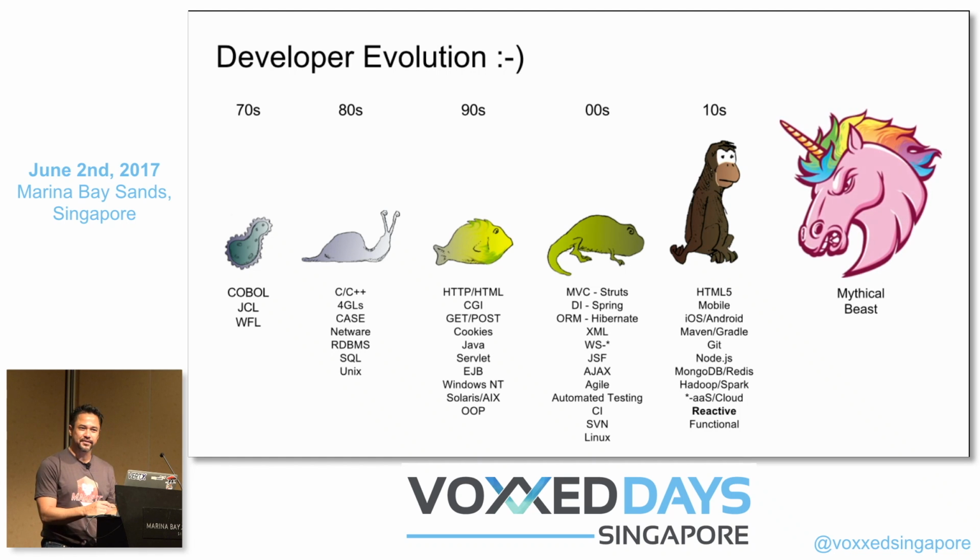But if you do all this, you'll be a Silicon Valley unicorn, right? This is the GitHub unicorn, by the way. But you too can be the mythical beast.